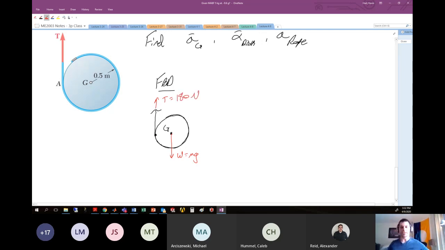The orientation of this force will become important when we talk about the moment that force generates about the center of gravity. That's why I'm very careful to draw it in this particular fashion.